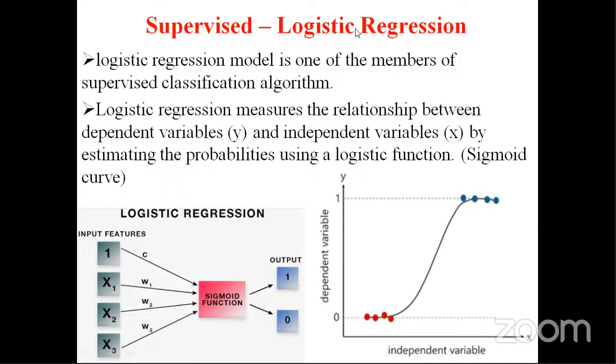Here the name says logistic regression, but it is not a type of regression. It is a type of classification only. Classification means you are going to group the data you have, classifying it with respect to the output class. So logistic regression is a type of supervised machine learning algorithm which comes under classification.